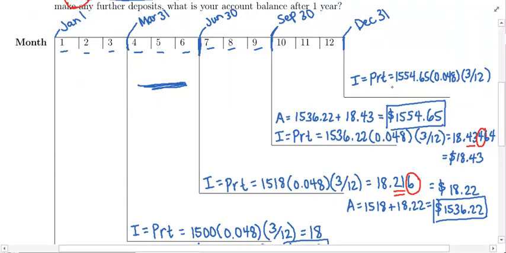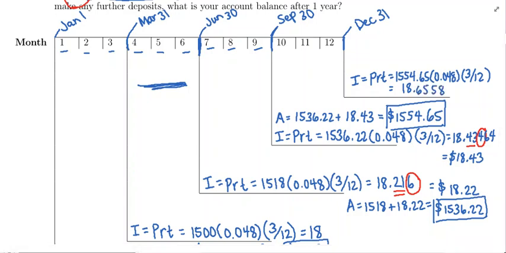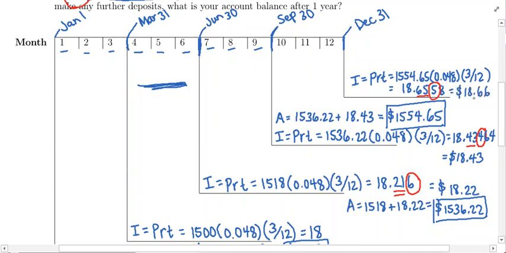All right, so this is going to give us 18.6558. I've got to do some rounding here. I've got 65 cents. I need to look at the number that comes after. It's a 5, so you need to bump this up to $18.66 worth of interest.